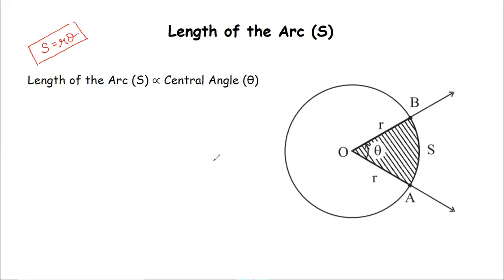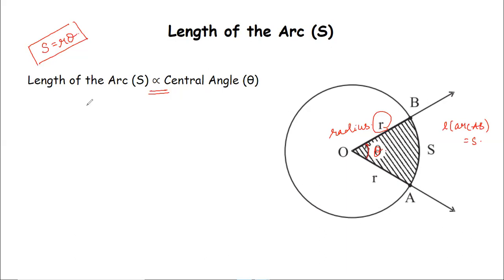One property which I told you even in one of the previous lectures is that length of the arc S is directly proportional to central angle theta. We have a diagram beside. In this diagram, O is the center of the circle. Arc AB is the arc whose length we need to get, which is equal to S. The radius of the circle is R. Central angle theta subtended by arc S is over here. So these are the things we have with us to derive the formula.